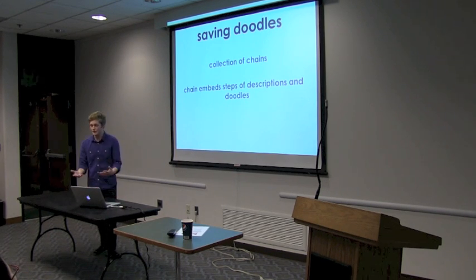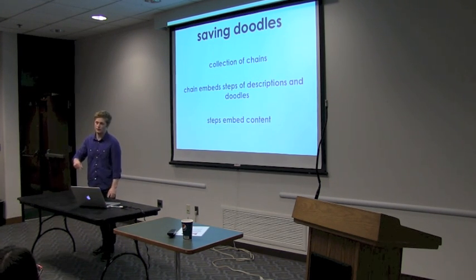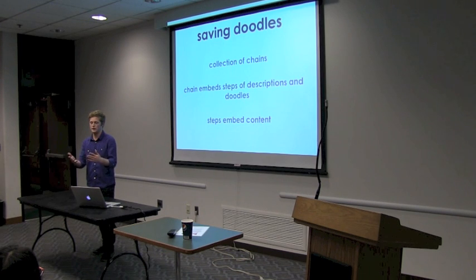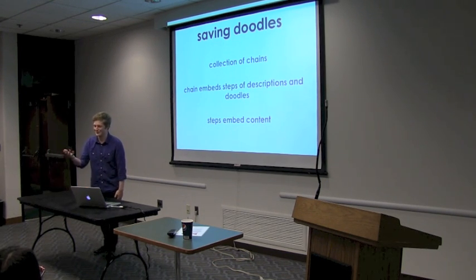A chain embeds, not links, embeds many different step objects. And a step can be a description or a Doodle. That step, in turn, embeds its own content. Now, in the case of a description step, that's just embedding the text of the description. It's a field inside of the step. Inside of the content subdocument, inside of the step document.